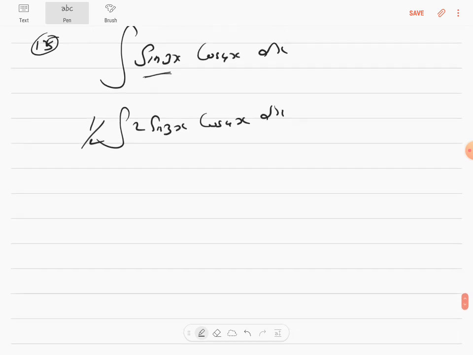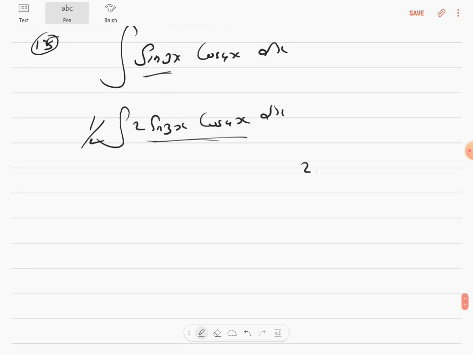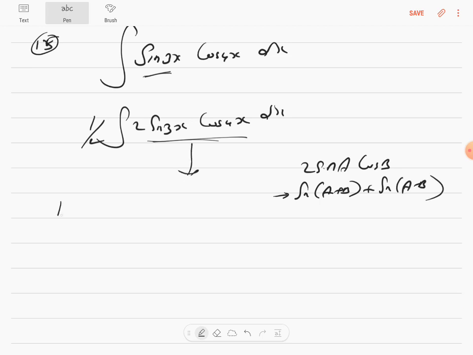And you know, this resembles 2 sin a cos b, which is the formula for sin(a+b) plus sin(a-b). So I'll write this as 1 by 2 into (sin 7x plus sin(-x)) dx. On integration, 1 by 2 is common for both.